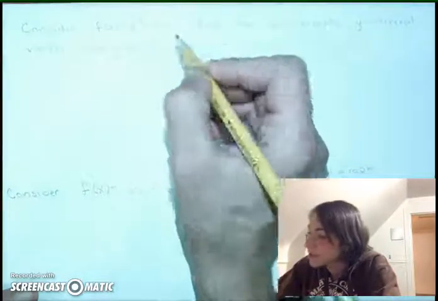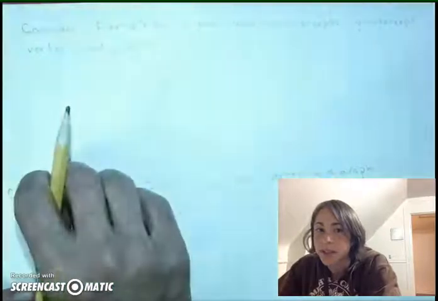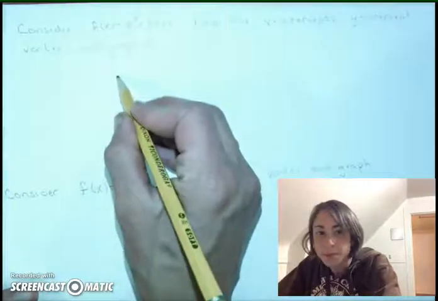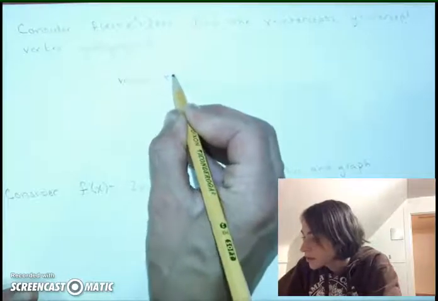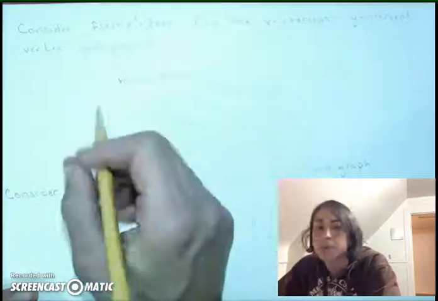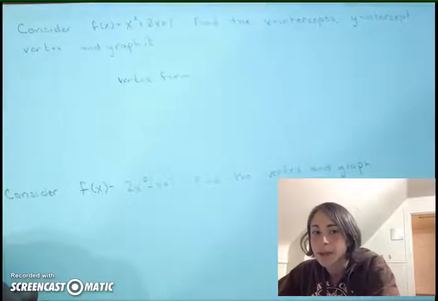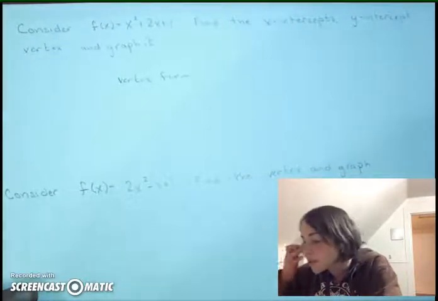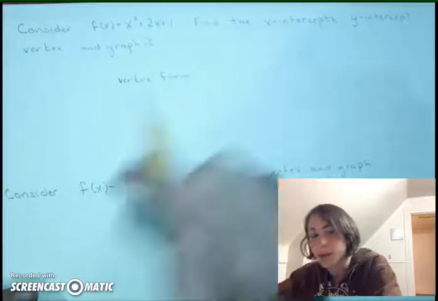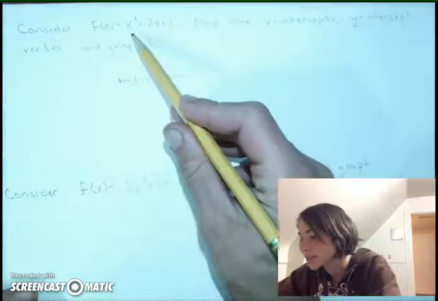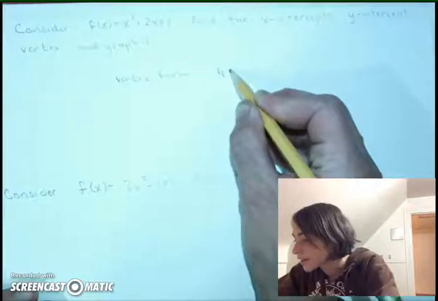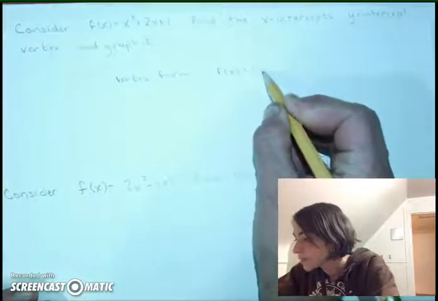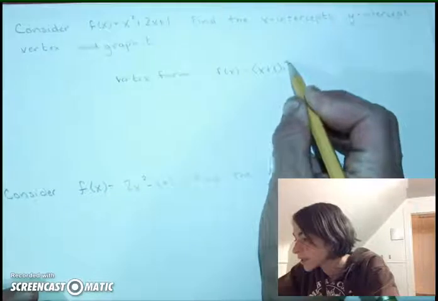So maybe the first thing we can do is to put it in vertex form. In order to put it in vertex form, we want to complete the square, but it actually turns out we don't need to complete the square in this example because it's already a square. See how it factors? We have that f of x equals x plus 1 quantity squared.